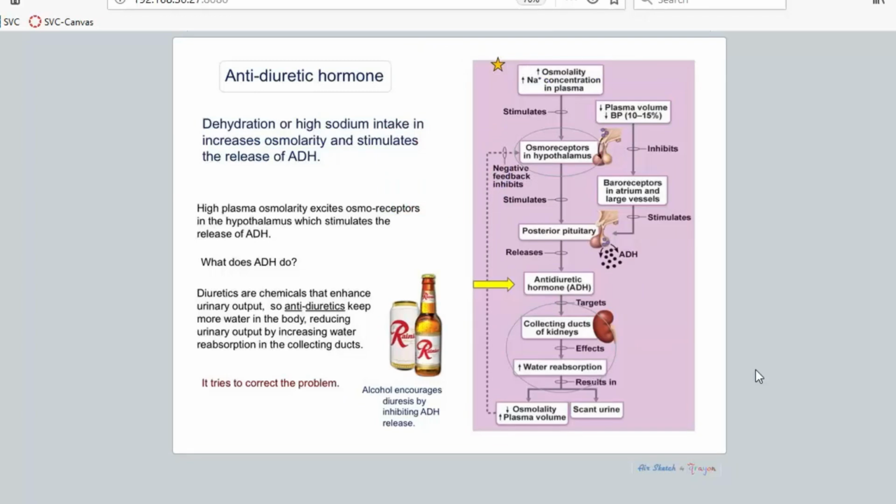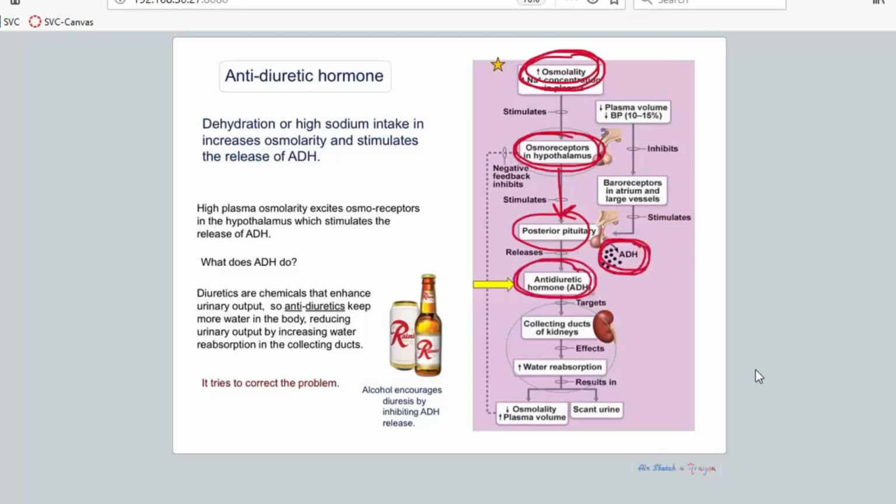So when you have this increase in osmolarity here, and by the way, it says osmolality here, as far as I'm concerned, osmolality and osmolarity are interchangeable. So when you have this increase in solute concentrations in the body, this increase in osmolarity, that's going to be detected by osmoreceptors in the hypothalamus. And in response to that, those osmoreceptors in the hypothalamus cause the posterior pituitary to release anti-diuretic hormone.